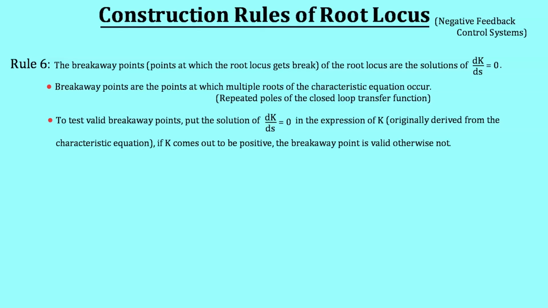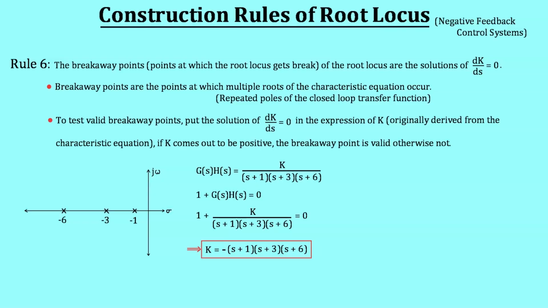This rule is very important, and a few of you might be thinking that it is a little bit complicated, so it will be better if we try to understand this rule through an example. Suppose that we have a system with open loop transfer function equal to k divided by (s plus 1) into (s plus 3) into (s plus 6). Our first step in drawing the root locus is quite simple. All we have to do is simply put all the poles on the s-plane, which are minus 3, minus 1 and minus 6.